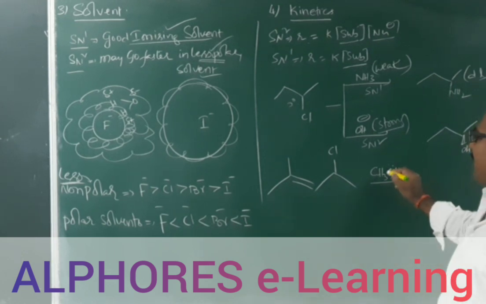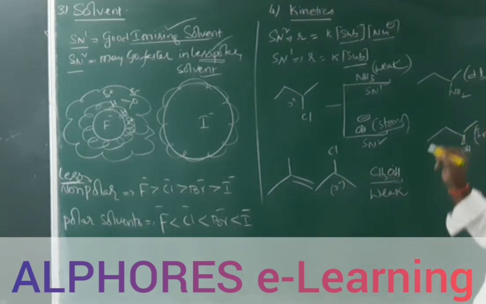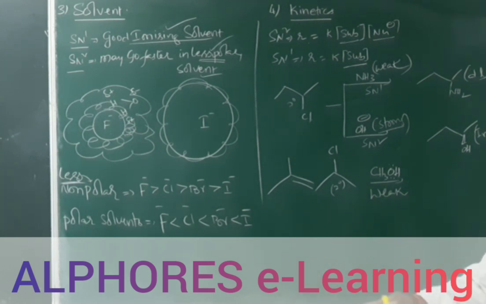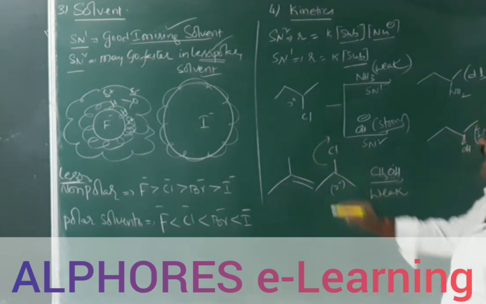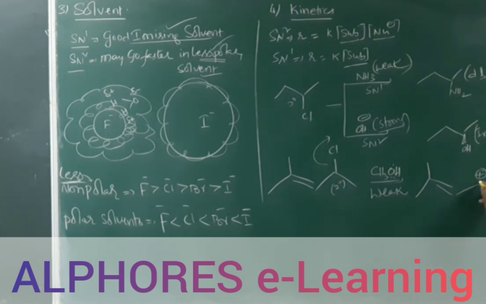Now with methyl alcohol as solvent, I am going to consider this substrate. Here also it is secondary. Since methyl alcohol is a weak nucleophile, weak nucleophile means SN1. So SN1, via formation of a carbocation, means this Cl has to come out as Cl minus. Then we get the intermediate, a secondary carbocation. Not only secondary, but also allylic, because with respect to this positive charge, the alpha and beta carbons possess a double bond. There is a scope for rearrangement.